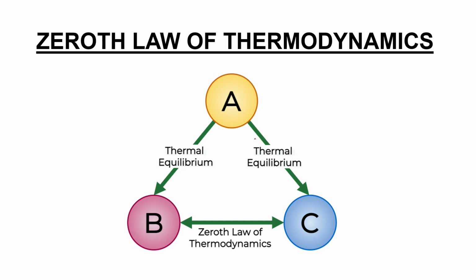Now, zeroth law of thermodynamics states that if A is in equilibrium with B and if A is in equilibrium with C, then B and C are in equilibrium with each other. That is what zeroth law of thermodynamics states. So that means A and B are in thermal equilibrium and A and C are in thermal equilibrium. Then B and C are also in thermal equilibrium. Okay, this is the zeroth law of thermodynamics.